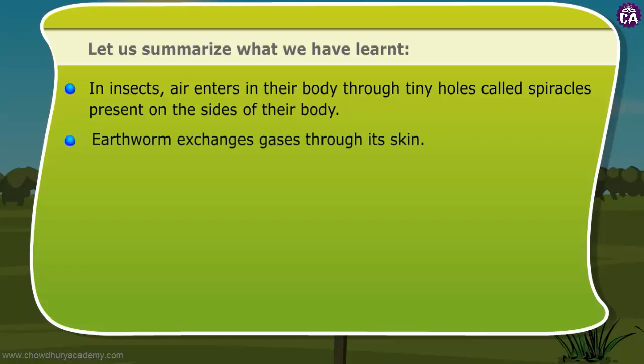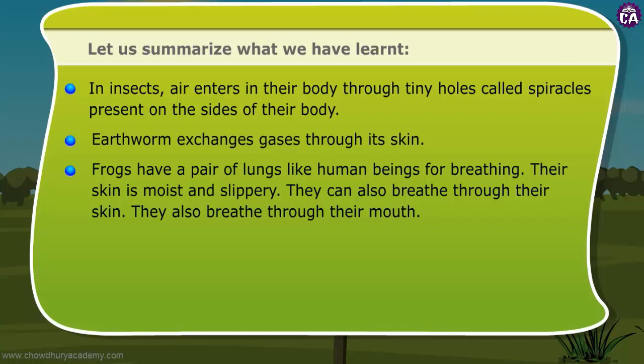Earthworm exchanges gas through its skin. Frogs have a pair of lungs like human beings for breathing. Their skin is moist and slippery. They can also breathe through their skin. They also breathe through their mouth. Fish have special organs for respiration called gills.